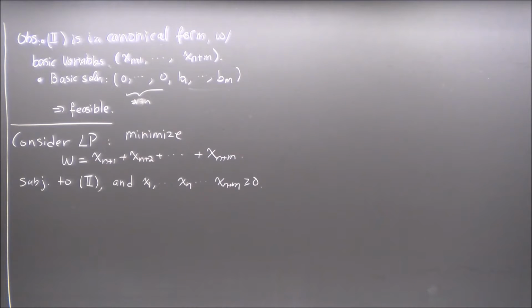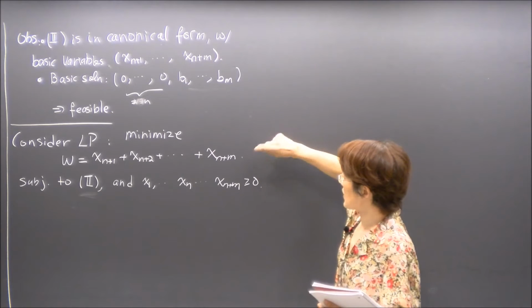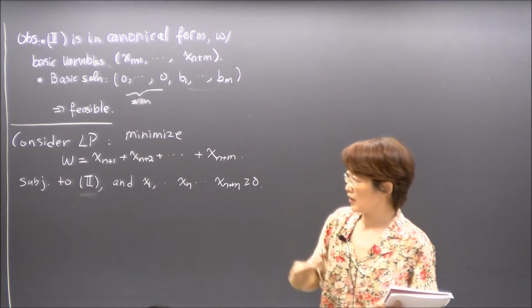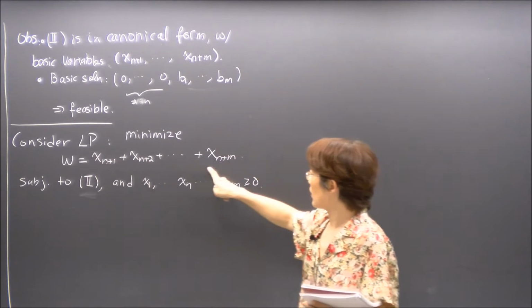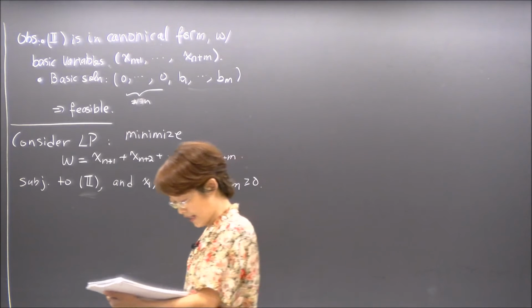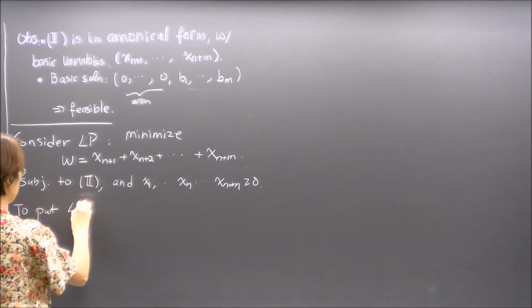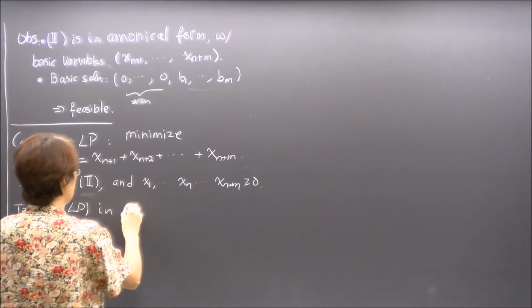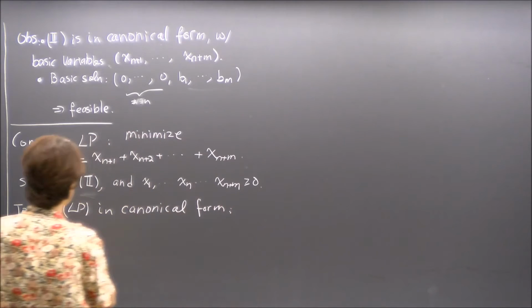Okay, so now I have an objective function with the constraints, which are already in canonical form. If I want to solve this with the simplex method, I just need to make sure that my objective function is written in terms of the non-basic variables. Right now, the objective function is the sum of all the basic variables, which I don't want because I cannot use it. I need to manipulate that. So I need to put this LP, this problem here, in canonical form.